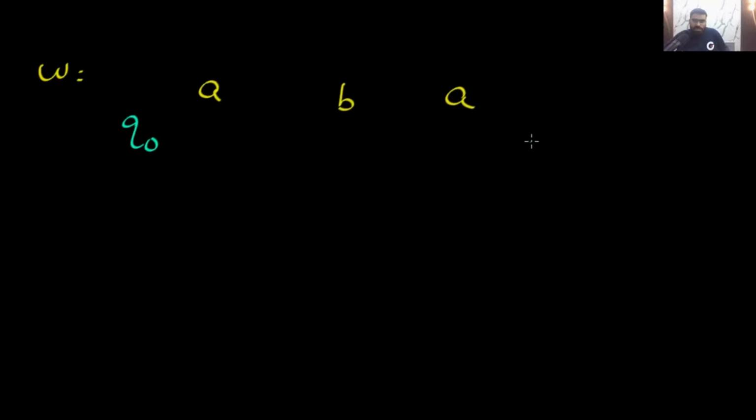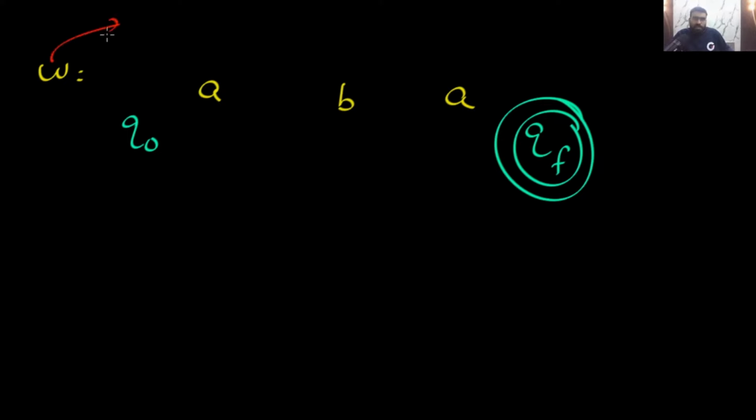Because this string is accepted, is this last state final or not? Yes, this is final, because we are assuming this string is accepted. This W is accepted by DFA. Because it is accepted by DFA, this last state will be a final state.